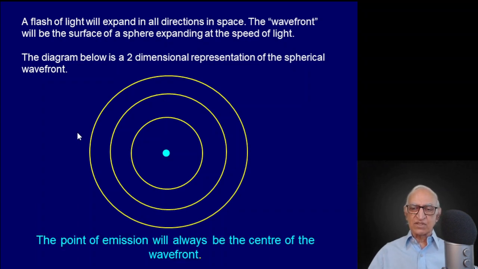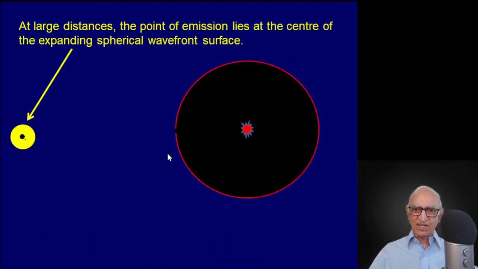The important thing to notice is that at all times, the point of emission will always be at the center of the expanding spherical wavefront. This will not be the case in the vicinity of a black hole. Now, these are diagrams that I am borrowing from Roger Penrose. As usual, he came up with geometrical diagrams, which tell the story much better than any mathematical equation is likely to tell you or me.